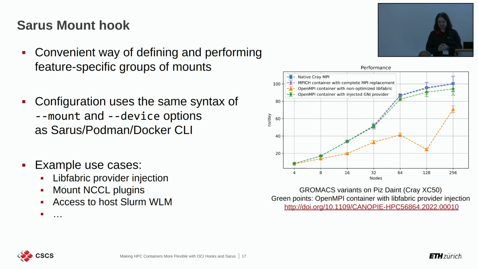As example use cases of this hook, there is the one that I just showed you, the injection of a libfabric provider. We can mount NCCL plugins for making NCCL communicate through libfabric. Those of you dabbling in ML and AI might have heard of this thing, that we need NCCL over libfabric. But we can also do more exotic stuff, like exposing the host Slurm within a container. How does it look?